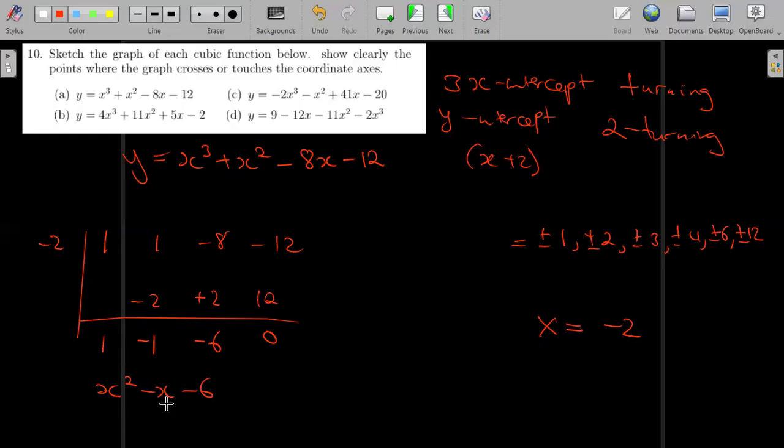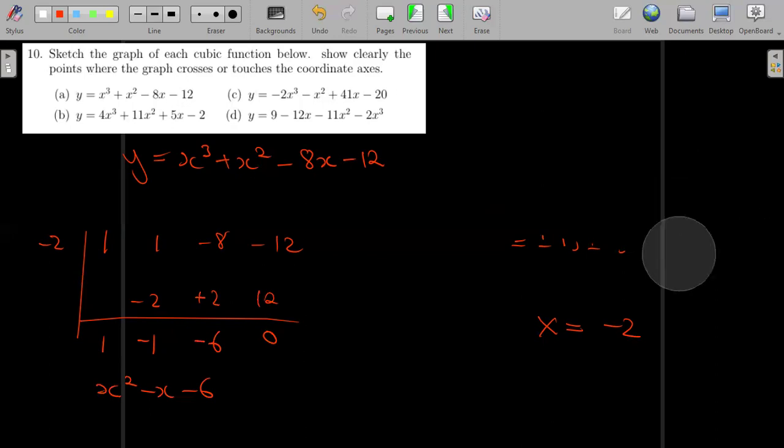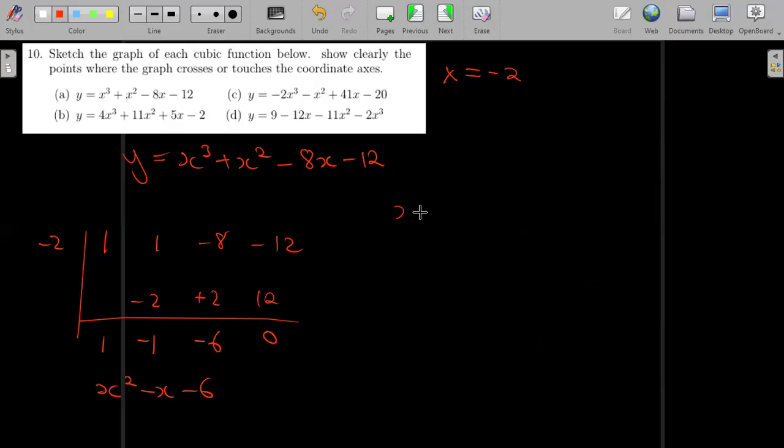Now, next, I want to get values from that. Let me erase this part and keep my values there on top. So remember, I've already found one of the intercepts, which is x equal to negative 2. Then now I have this quadratic function, x squared minus x minus 6. I have to factor this to get the other ones, and of course it's equated to 0.